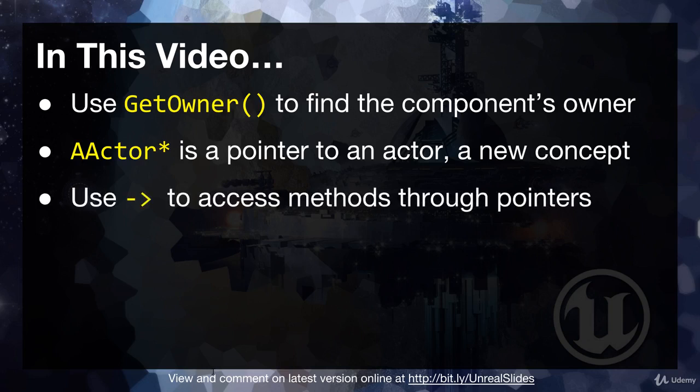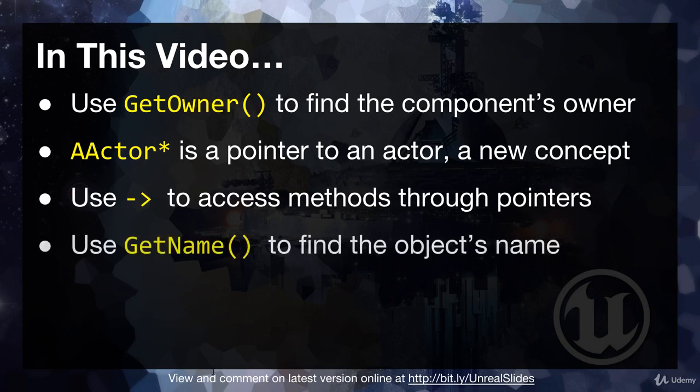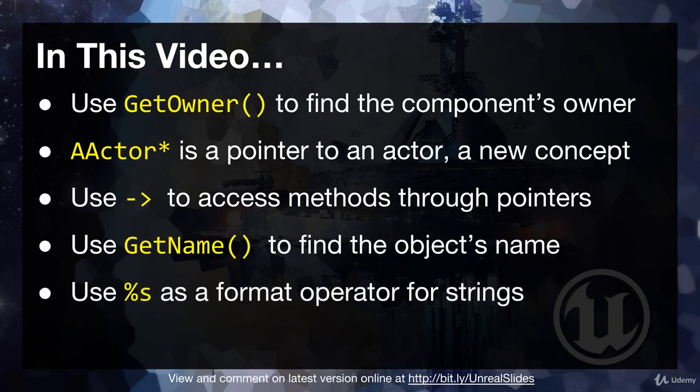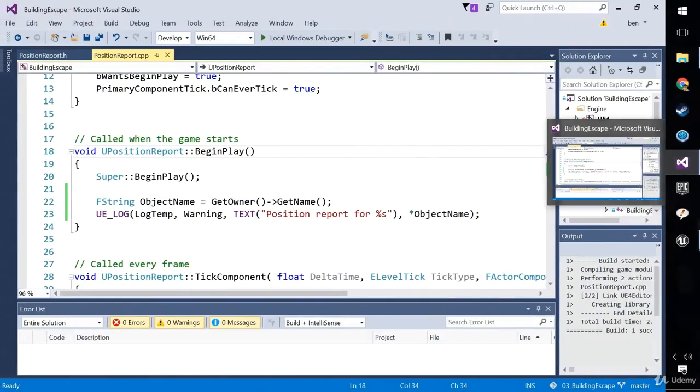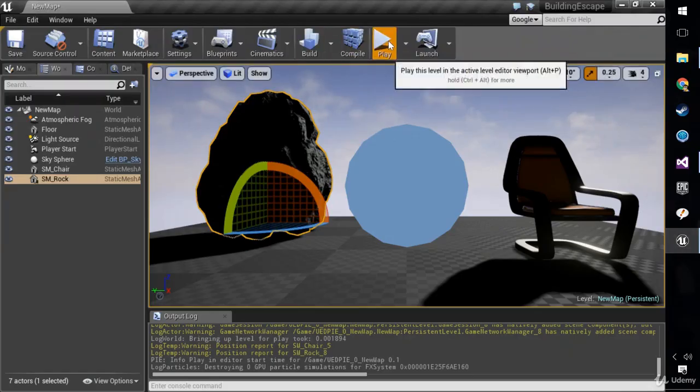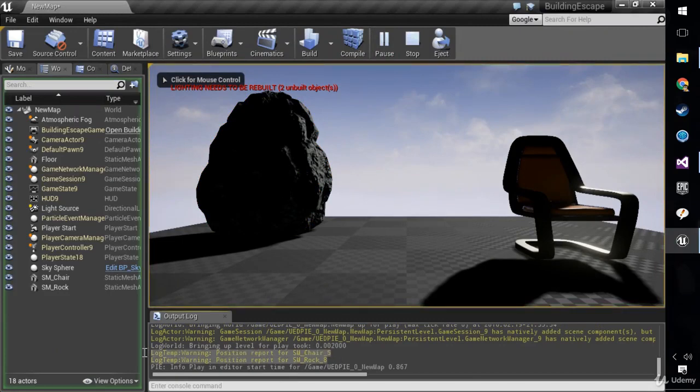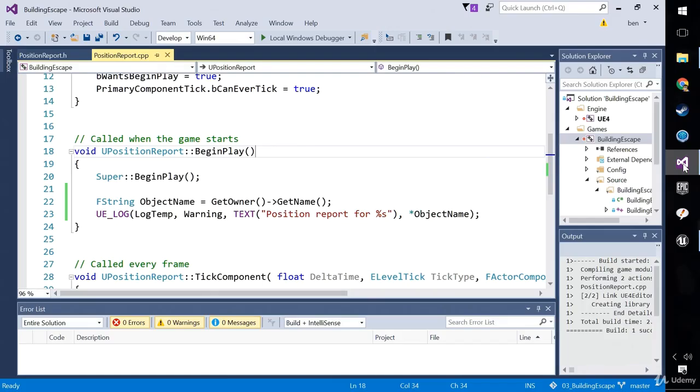Use that operator there to access methods through pointers. That's instead of the dot operator. We will use getName to find the object's actual name. We're going to use %s as a format operator for strings, which is again a brand new thing. And finally, we're going to see how to use star to dereference pointers. And all of that's going to come together to allow us to, inside Unreal, have the code report here the actual object that it's on. So let's dive in and see how that's going to work.